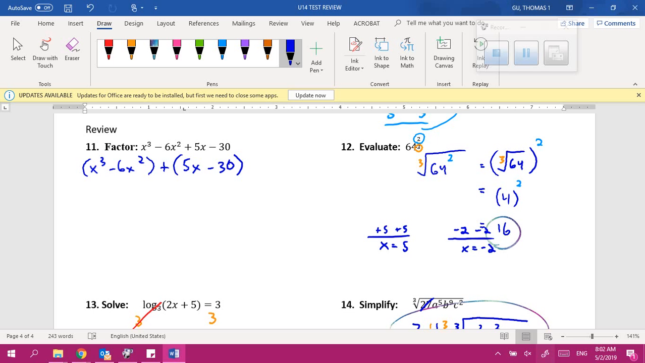Okay, so then once I've grouped them, now I'm going to take out the greatest common factor from each group. So what is the greatest common factor in my first group here? x squared, that's right. I factor out x squared from the first group, what's left? x minus 6, that's right.